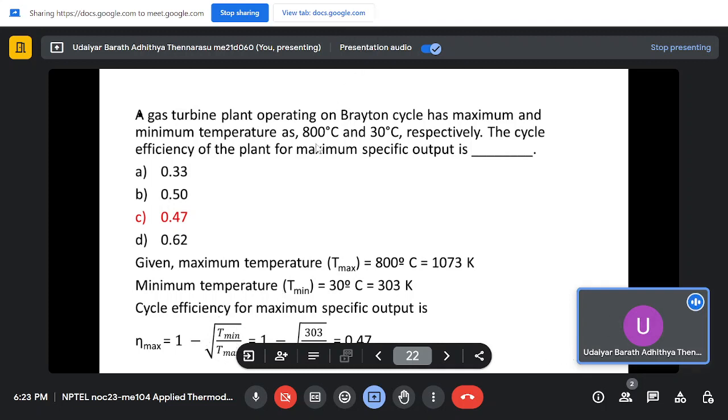We know the maximum temperature is 800 degrees Celsius and the minimum temperature is 30 degrees Celsius. So we convert those to Kelvin. 800 degrees Celsius gives 1073 Kelvin, and the minimum temperature will be 303 Kelvin. The cycle efficiency for maximum specific output is 1 minus root of T min by T max, which is 1 minus root of 303 by 1073, and it comes out to be 0.47. So for the gas turbine plant operating on Brayton cycle at optimum pressure ratio, the cycle efficiency for maximum specific output will be 47%.